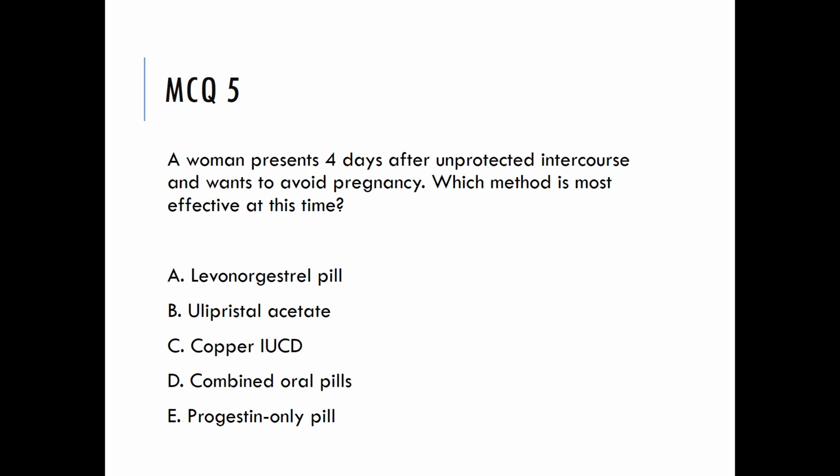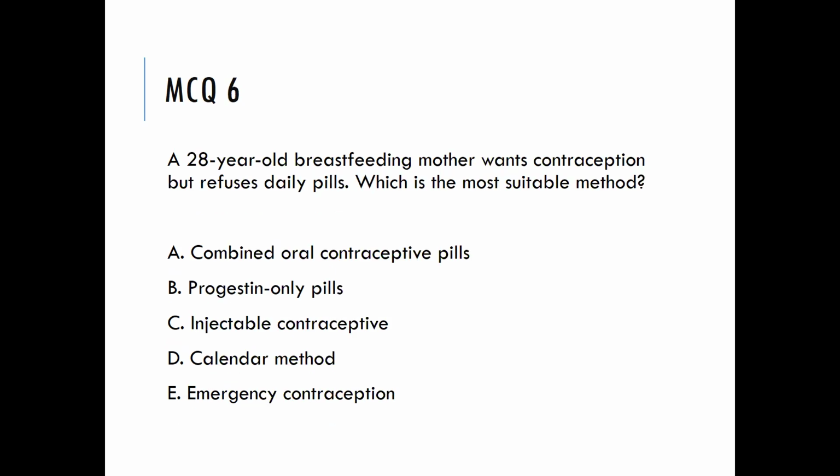Because she presented at 4 days, and levonorgestrel pills have to be used within 72 hours, that becomes 3 days. And as I told previously in the slides, copper IUCD can be used until 5 days. So at 4 days, copper IUCD is the preferred choice. Levonorgestrel will not function at this time.